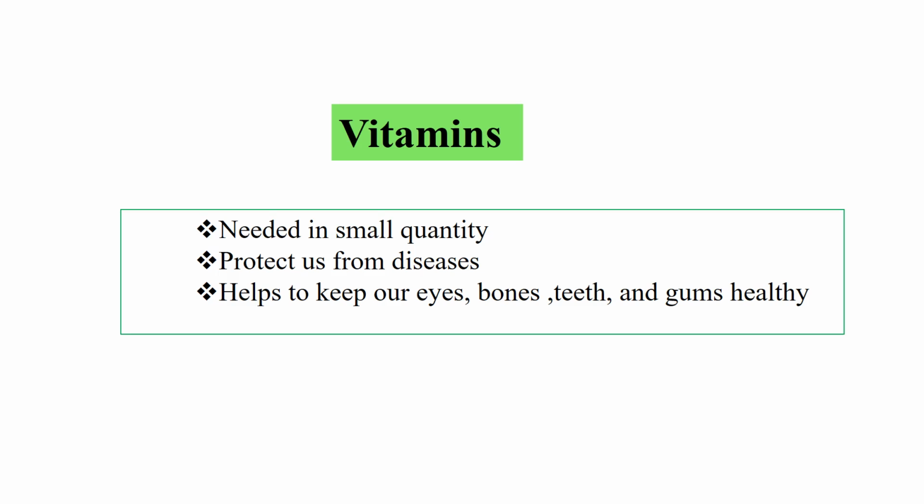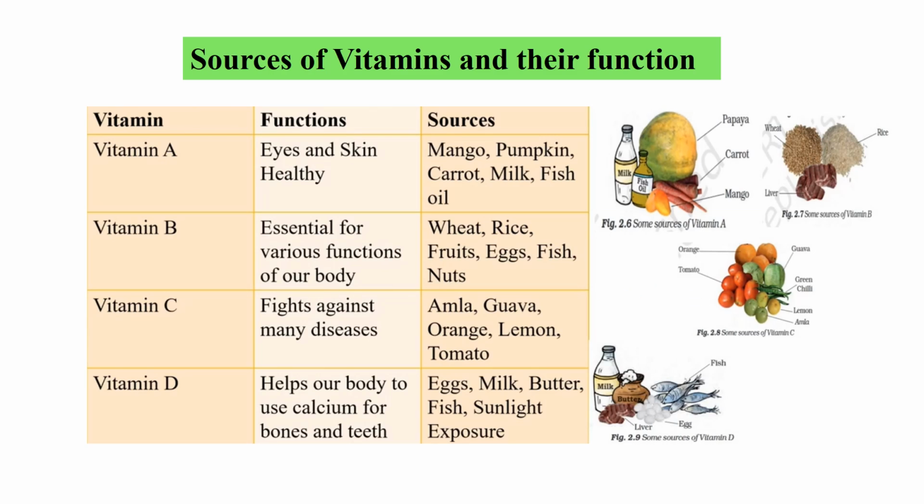Fat soluble means the vitamins which are soluble in fat, and the vitamins which are soluble in water are called water soluble. Among fat soluble, there are mainly 4 types of vitamins: vitamin A, vitamin D, vitamin E, and vitamin K. Water soluble vitamins are vitamin B and vitamin C. Now we will see the different sources of vitamins and their functions. Though in your book only 4 vitamins are there, we will learn their functions and sources.